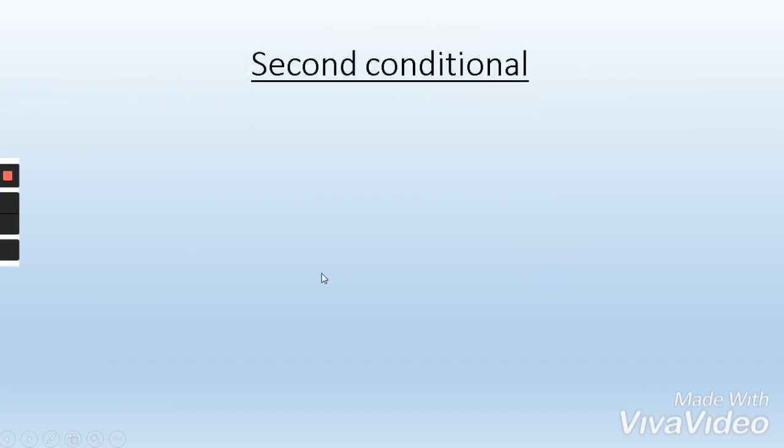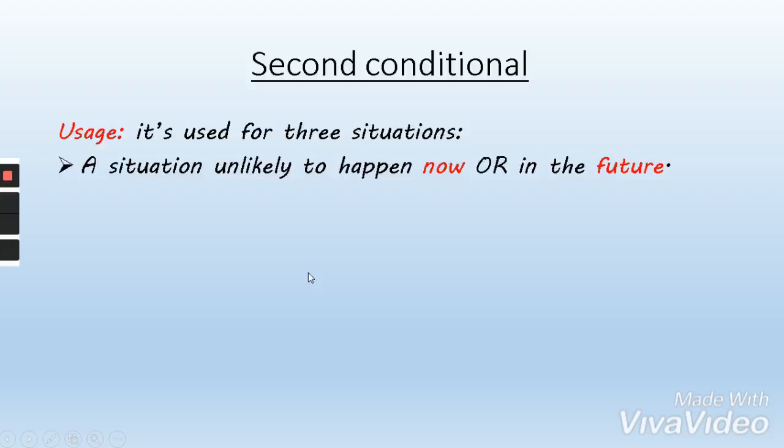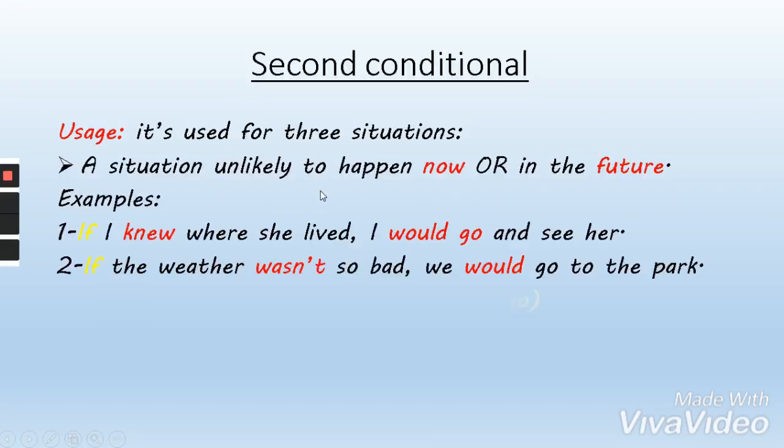Now let's move to the second conditional. Why do we use the second conditional? It's used for three situations, as mentioned. The first one: a situation unlikely to happen now or in the future. Something won't happen. An example on that: if I knew where she lived, I would go there. That means I don't know where she lives.